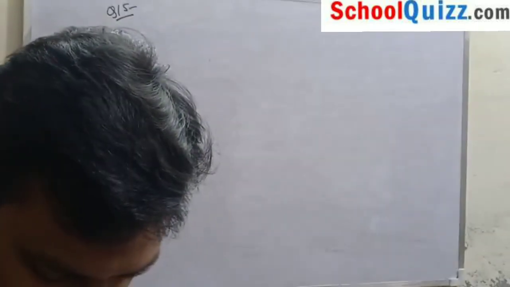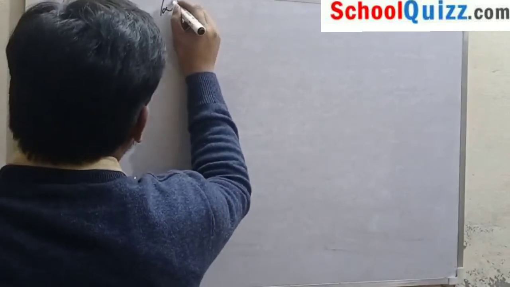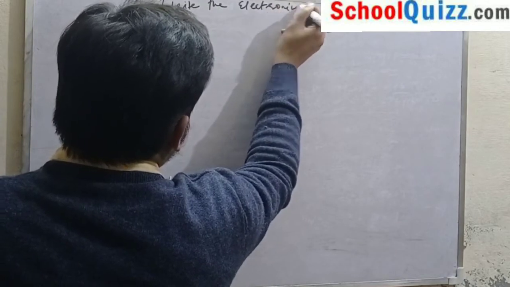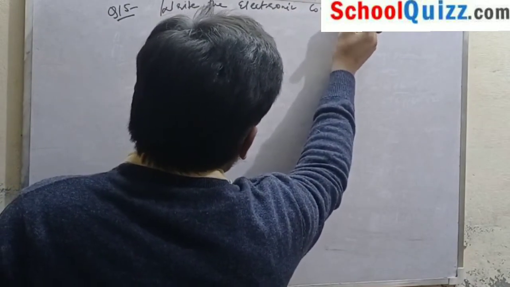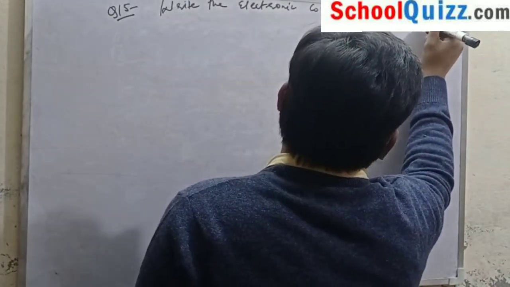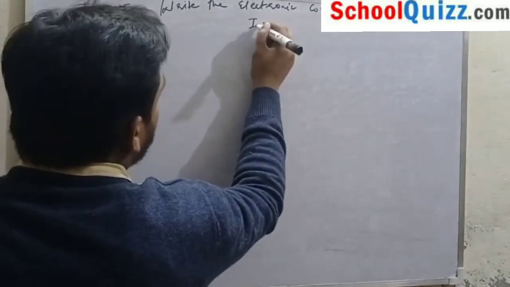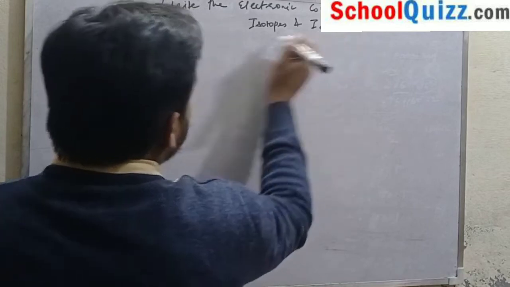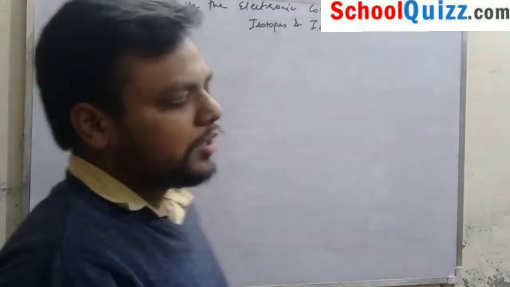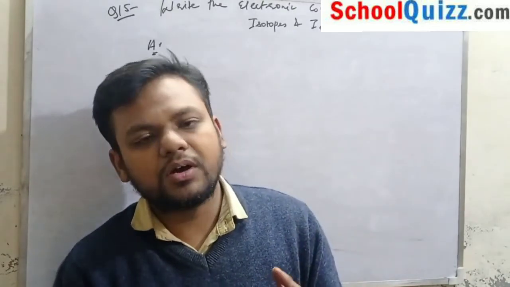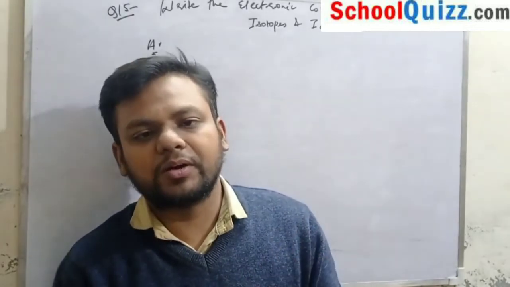Last question: write the electronic configuration of one pair of isotopes and isobars. Electronic configuration means KLMN. Very, very easy question. Firstly, we have to write what are isotopes. Isotopes are the atoms of the same element which have same atomic number but different mass number.